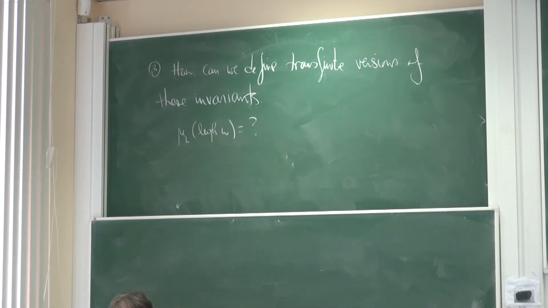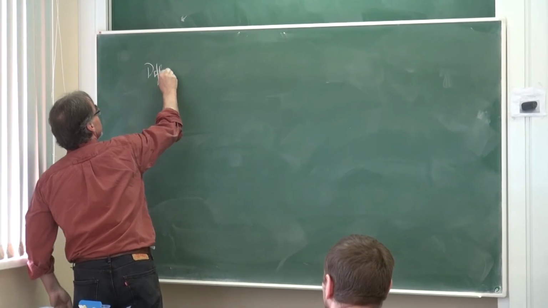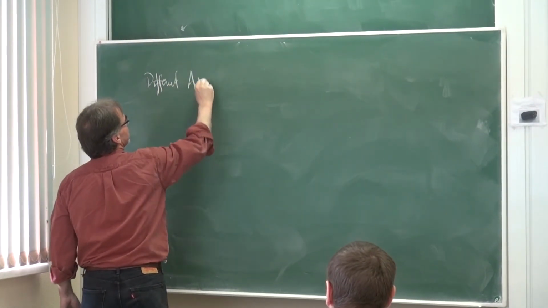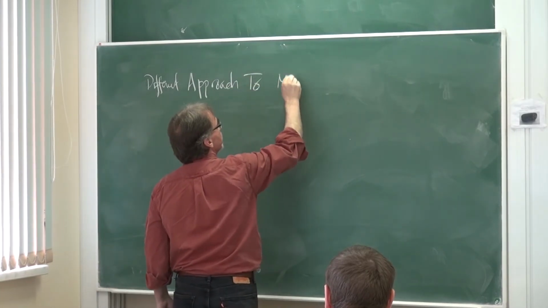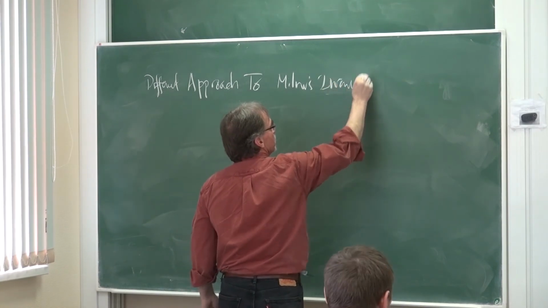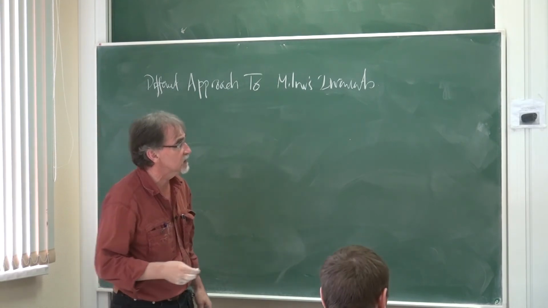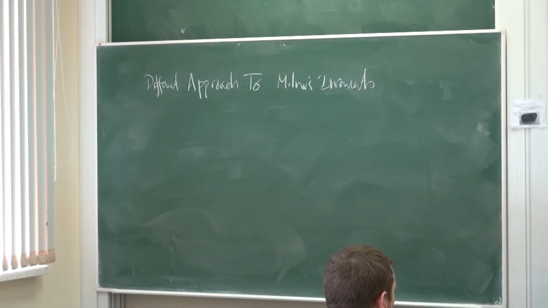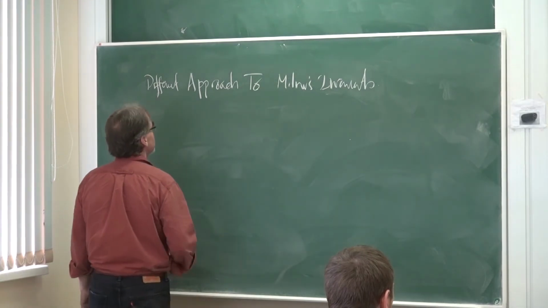So what I'd like to do now is to give you a completely different approach to Milnor's invariants. This approach was developed by me some years ago. And it does allow one to answer the first two of these questions well and make small progress or maybe big progress towards the third one, at least come up with a candidate. So what's the different approach?